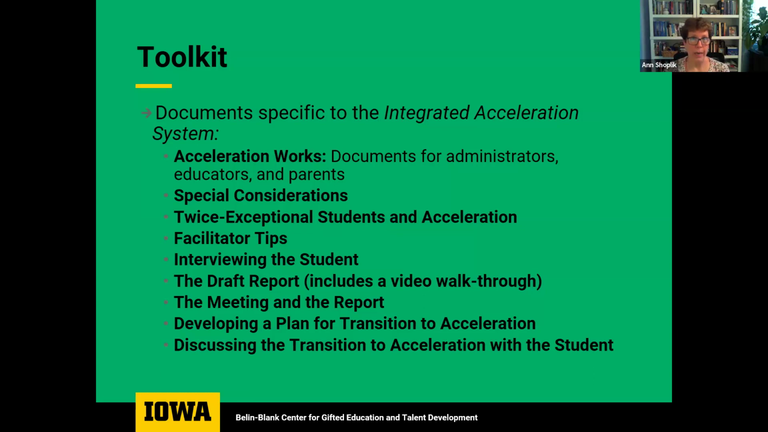We want to make sure people have the basic information and they're comfortable with the idea about acceleration before they dive in. The special considerations were those three areas that I was talking about, the IQ that's at least one standard deviation above average, and the sibling issue, and the student not wanting to accelerate. So that's discussed in the special considerations document. We have a whole document about twice exceptional students and acceleration, and just some suggestions and things to think about if you're considering a twice exceptional student for acceleration. Tips for the facilitator, how to interview the student, what's in the draft report.